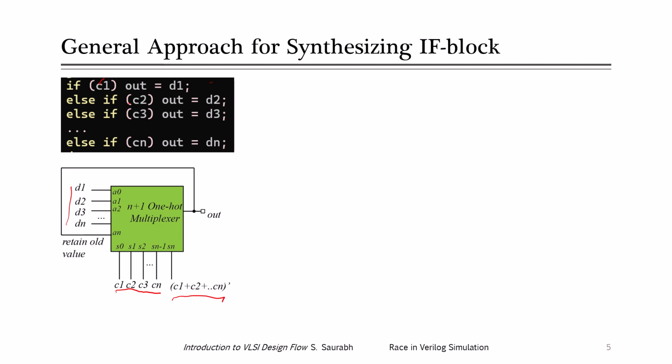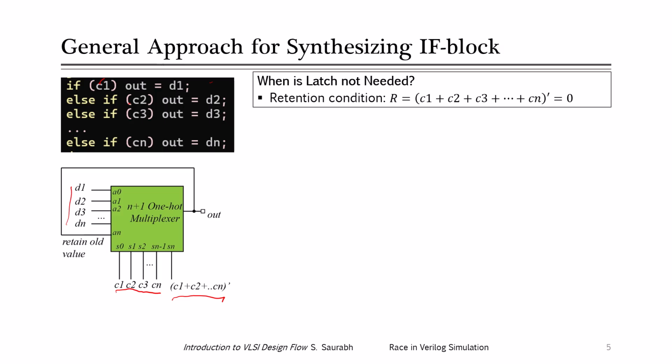Now when will a latch not be needed in the synthesis? When it turns out that this retention function, the NOR of all these conditions, boils down to 0. If the retention condition boils down to 0, then we need not retain the old value, meaning that one of these conditions will always be executed. And how can we check that R is equal to 0, or the retention condition is always 0, for any combination of C1, C2 to Cn?